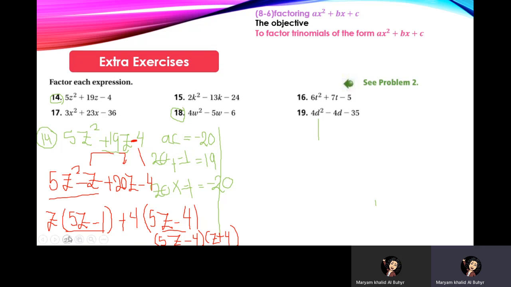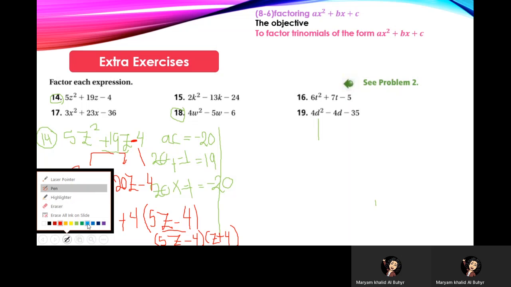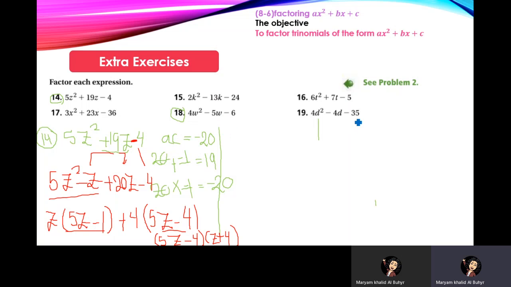Now let me solve exercise 18 with you. The problem is 4w squared minus 5w minus 6. What is AC? AC will give you 4 times negative 6. It is negative 24.